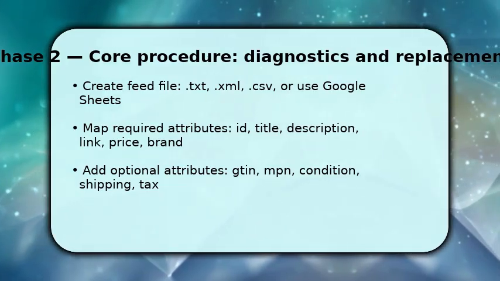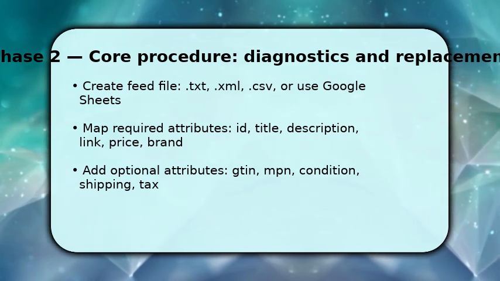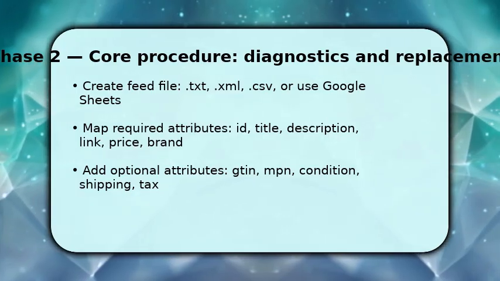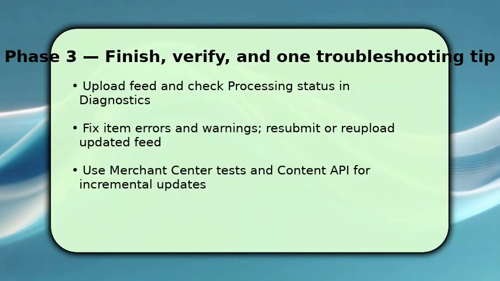Once done, include optional attributes like GTIN, brand, condition, and shipping to improve item eligibility. They help avoid disapprovals. If using scheduled fetch, set frequency and file URL, and double-check file encoding and delimiters before submitting. You upload the feed and immediately watch the processing and diagnostics pages.